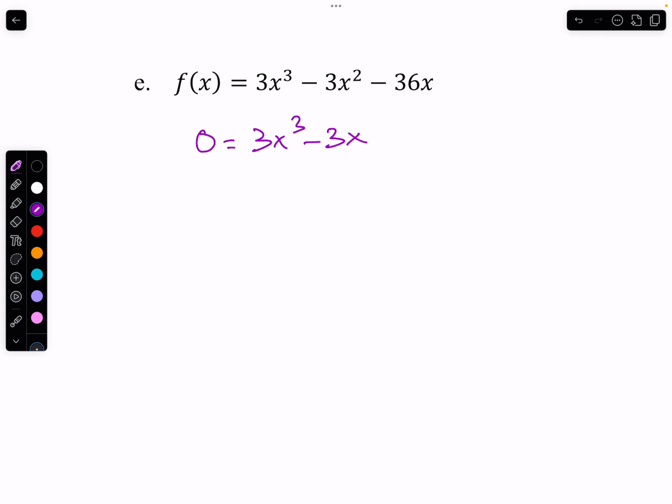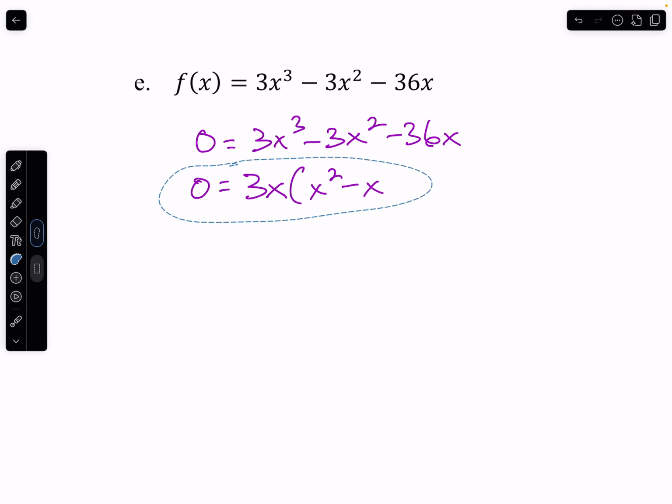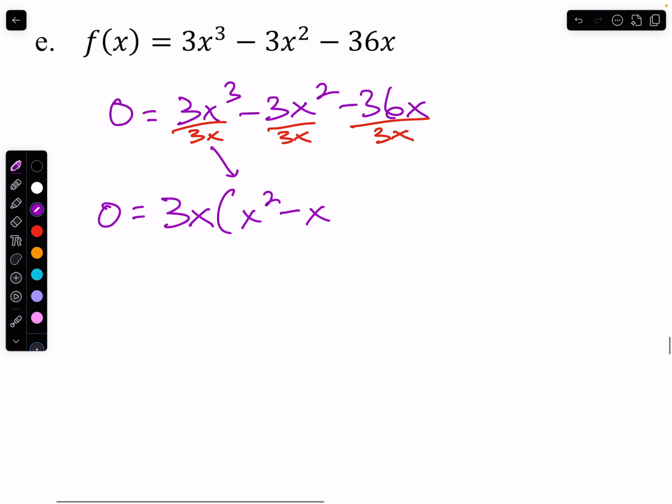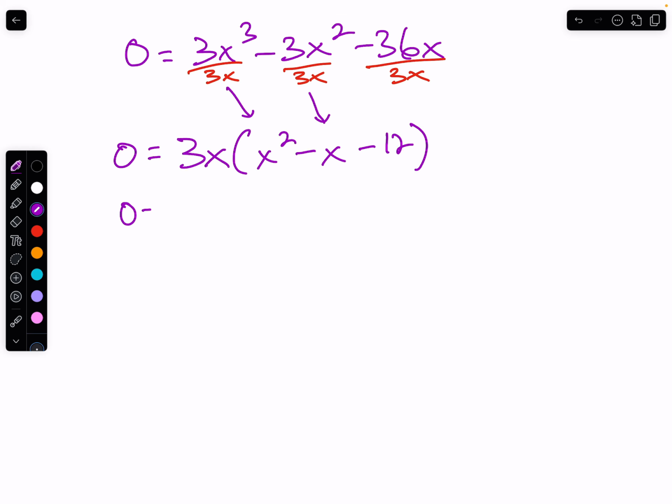And then we've got to factor this thing. Looks like there's a common factor of 3x. All right, so let me show that. So we've got a common factor of 3x. So we get this part makes the x squared, that makes the x, and this would be minus 12. Now that's a trinomial where a is 1.